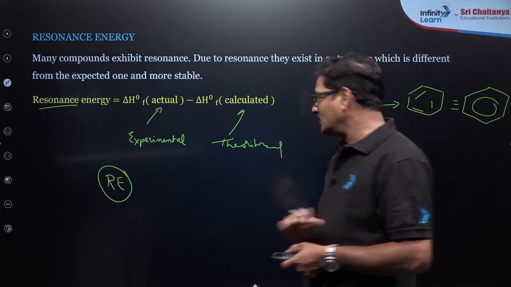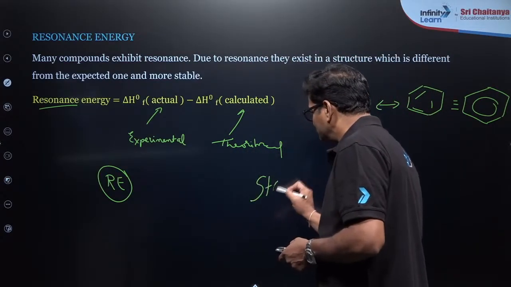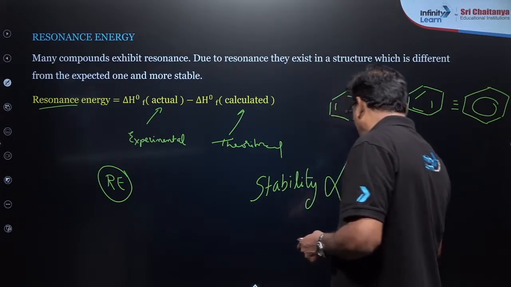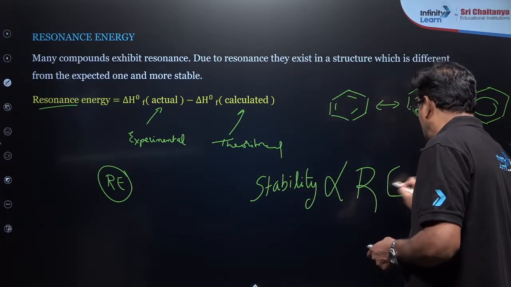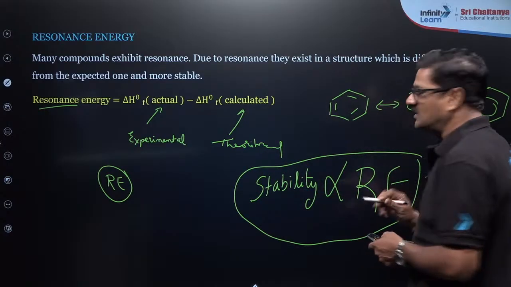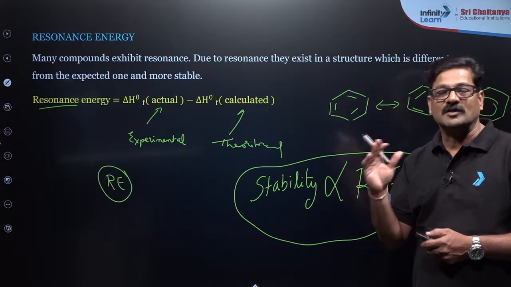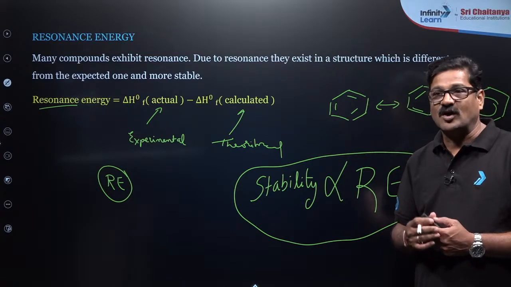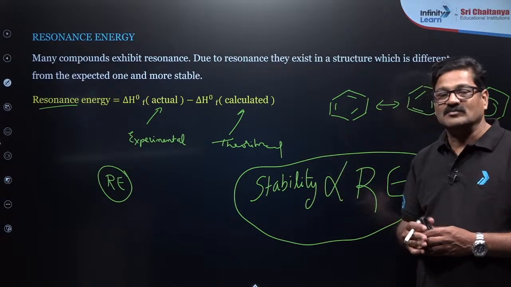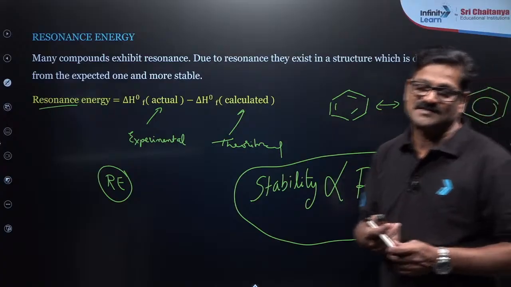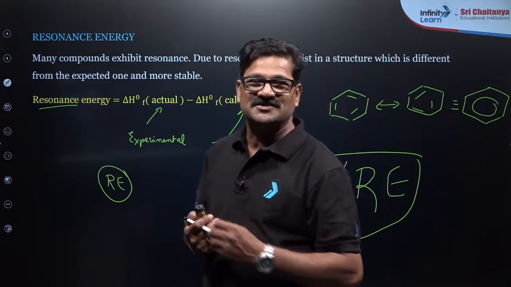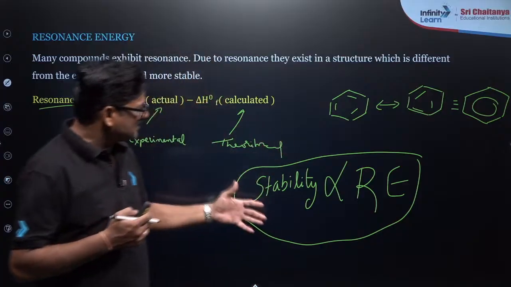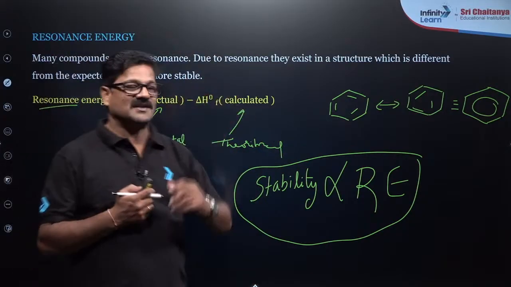The stability of the molecule is directly proportional to resonance energy. The molecule whose resonance energy is higher, the stability of that molecule increases. Understand? And one more thing: the more the number of resonating structures, the more will be the resonance energy. Like that you can do so many awesome things in organic chemistry based on this resonance also.